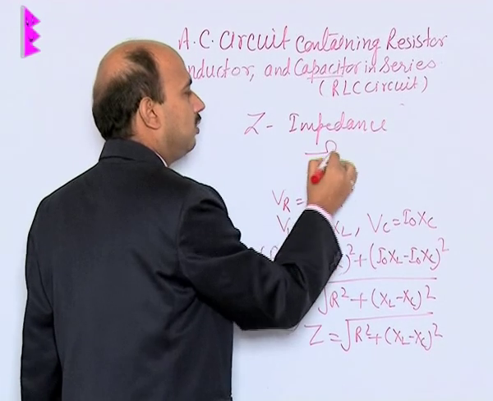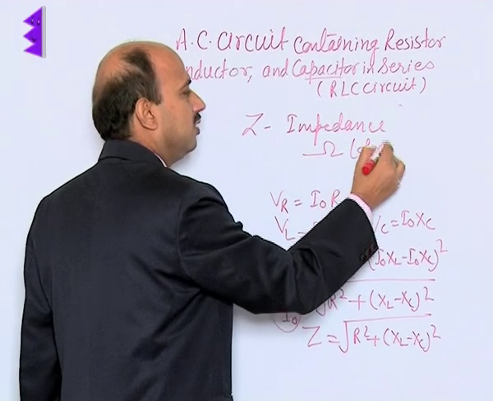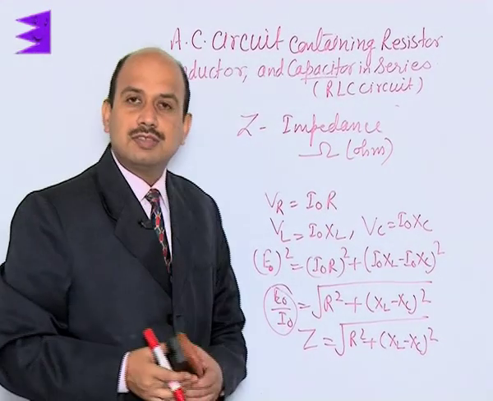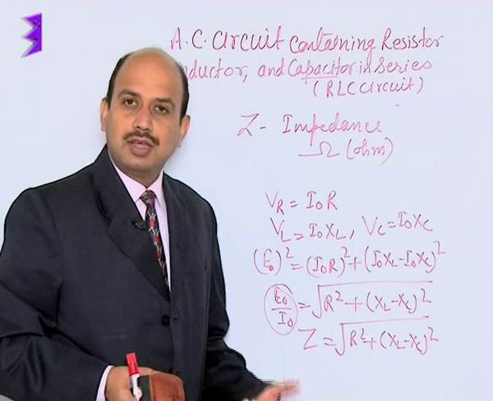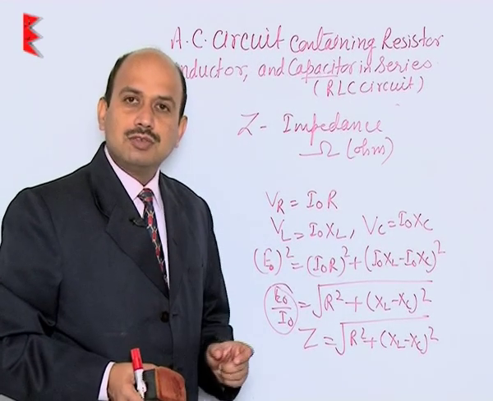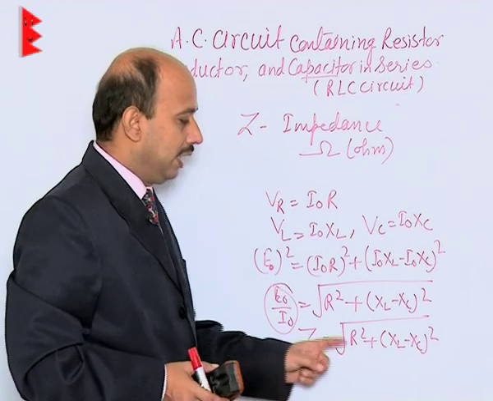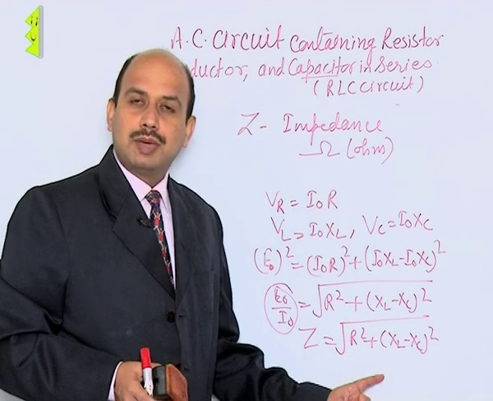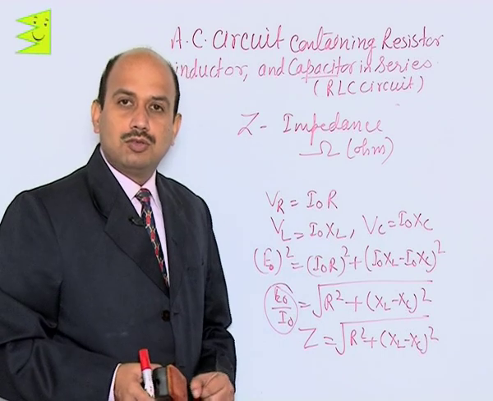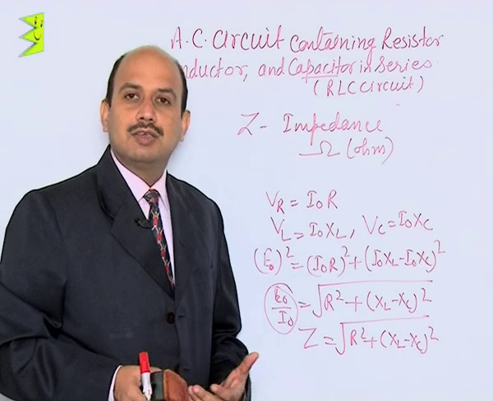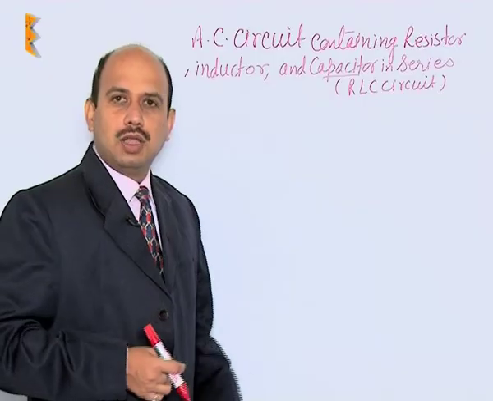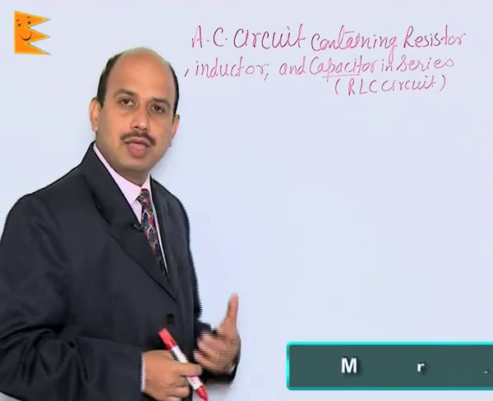Its unit is ohm only, because it represents the total resistance of the LCR circuit. So, the total resistance offered by the LCR circuit, that is Z, is equal to under root of R square plus XL minus XC whole square. So, this is the total resistance in case of the LCR circuit. Now, in the AC circuit we have calculated impedance.